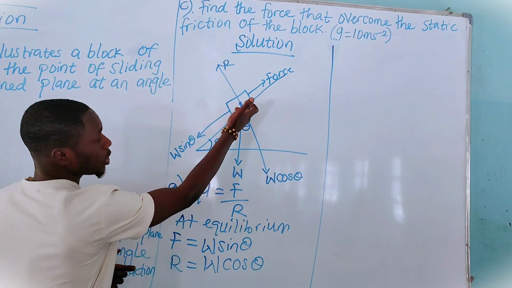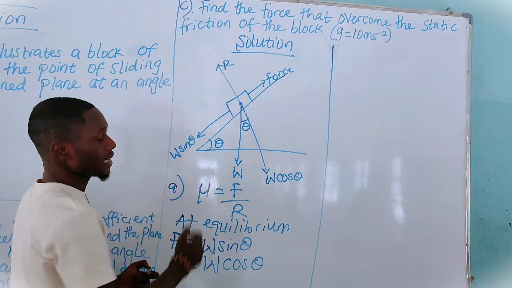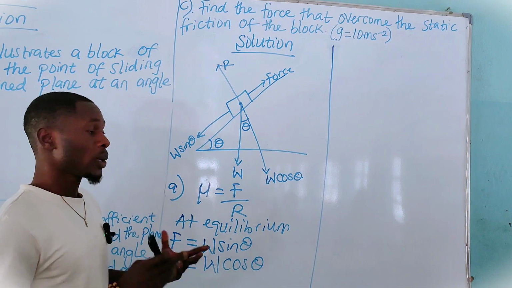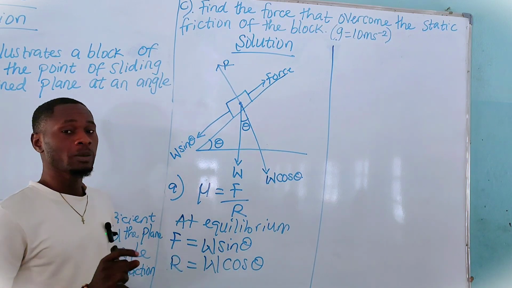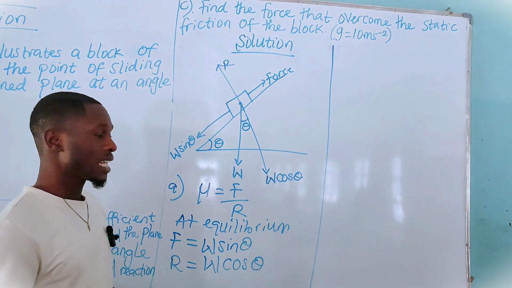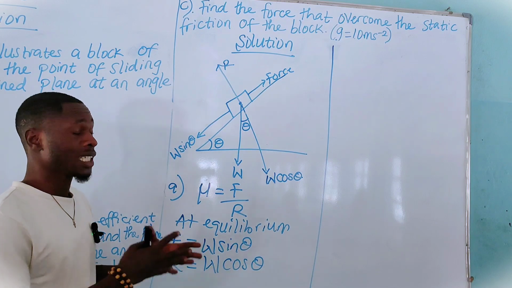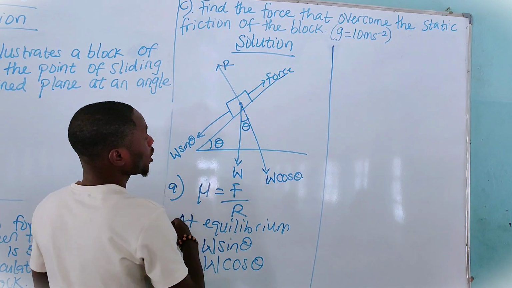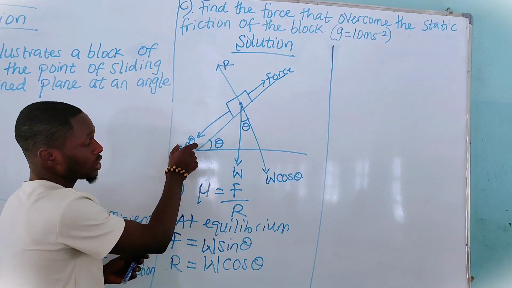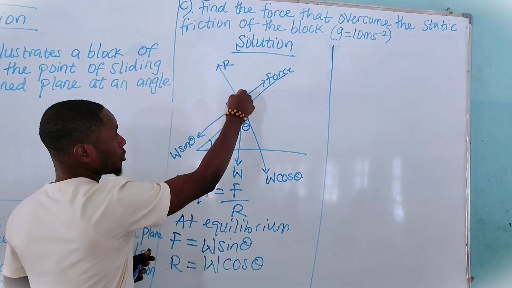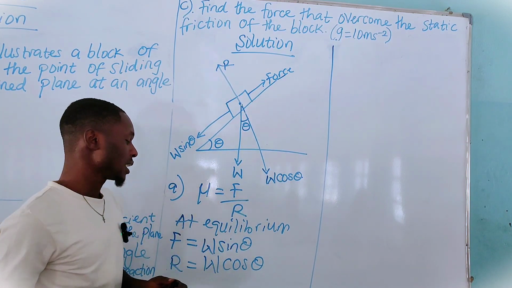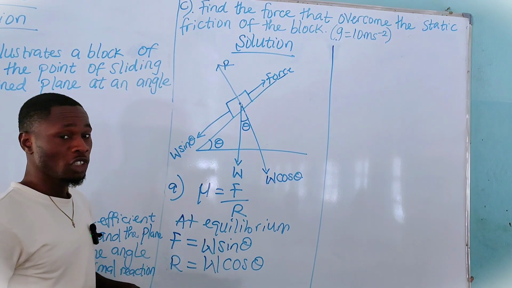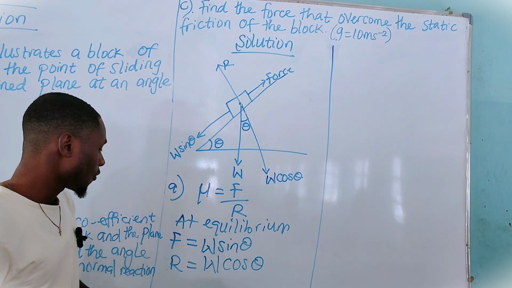But if the body is actually moving or sliding on this inclined plane, then this statement is not true. So we are only taking this statement because we are told the body is just at the point of sliding down the plane. So it means that the force in this direction must be equal to the force in this direction, and this force in this direction must be equal to the force in this direction. So we will substitute in order to derive the equation for our coefficient of friction.